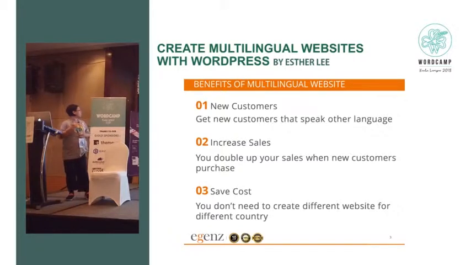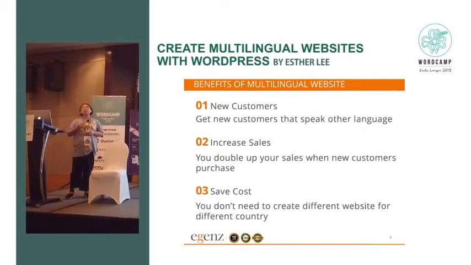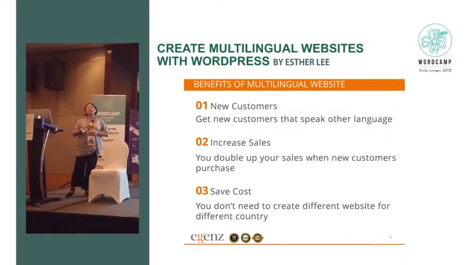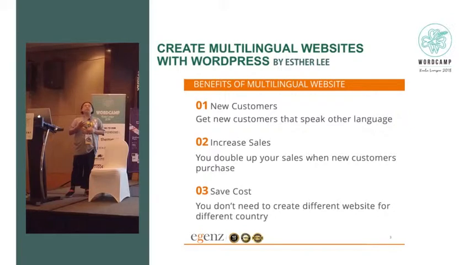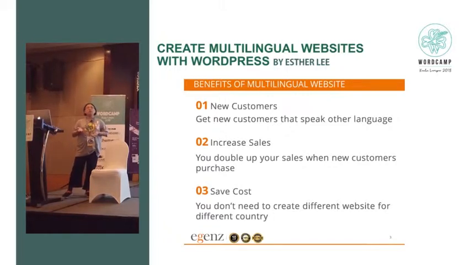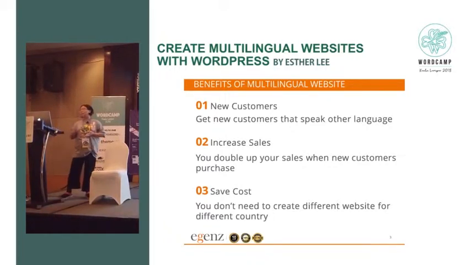So the third part that is good is saving the cost. Imagine if you're running one website for one country. So you're going to have two batch of people to maintain it, different website for different country. So imagine if you're doing everything in one website, so it will save up a lot of cost and also timing. You just have to translate everything.